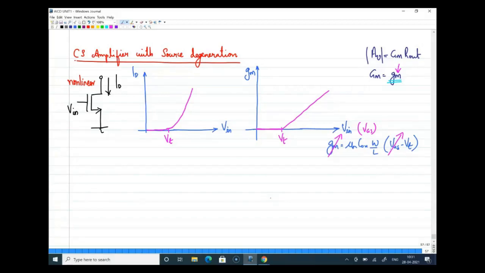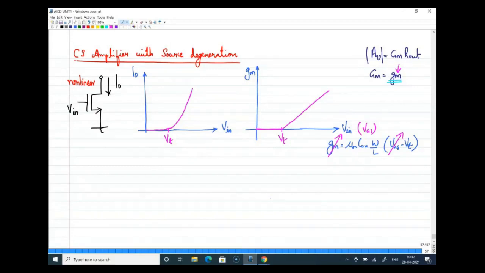I'm not getting what is inversely proportional? Sir, GM and V in, sir. According to this equation, they are inversely proportional, right, sir? Yeah. So whatever you have written as I out by V in is the small signal behavior, right? This I out by V in is a small signal, and capital GM is a short circuit transconductance. That is true. The point what you made is right.